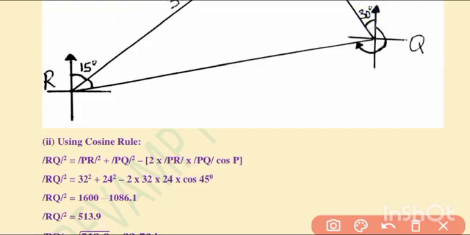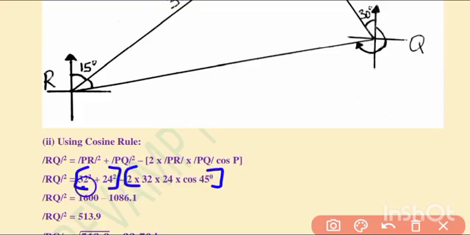Okay, now we have substituted all the values into the equation. That is what we have here, and that makes our RQ squared equal to 1600 minus 1086.1. Please don't make this mistake when you are dealing with equations like this. Do this separately. Even in your equation, you can put it in brackets.